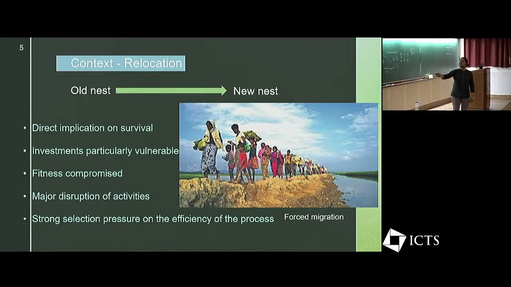All the investments and resources that have been stored in the dwelling get into trouble. Fitness can be compromised because of this, because reproduction is compromised because of this movement. There is major disruption to activity, right? Because of all of these reasons, there is very strong selection pressure on the efficiency of this process of moving from one nest into another, or relocation itself, right?